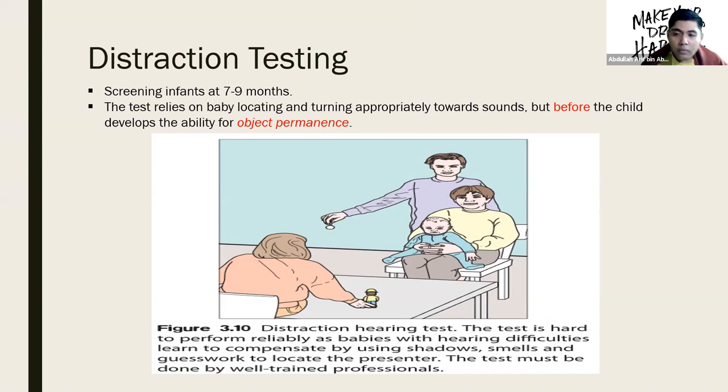As we can see in the picture, the examiner will stand behind the baby and give some sound, either on the right side or on the left side. The baby will turn his or her head towards the sound if the baby heard it. However, it is difficult because the baby can compensate by using shadows, smells, or guesswork to locate the presenter. So this test must be done by a well-trained professional.